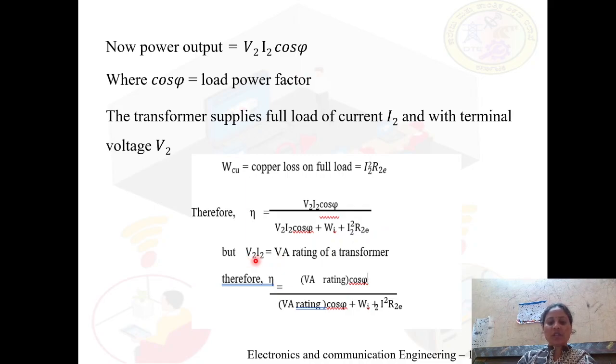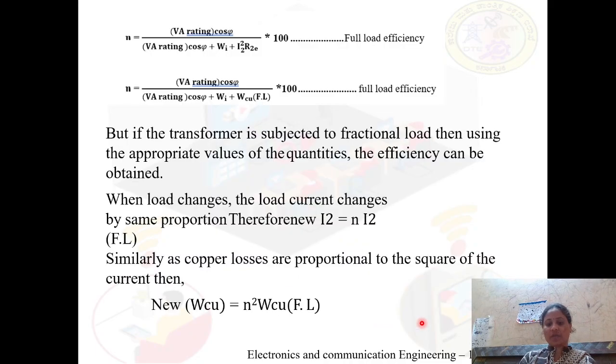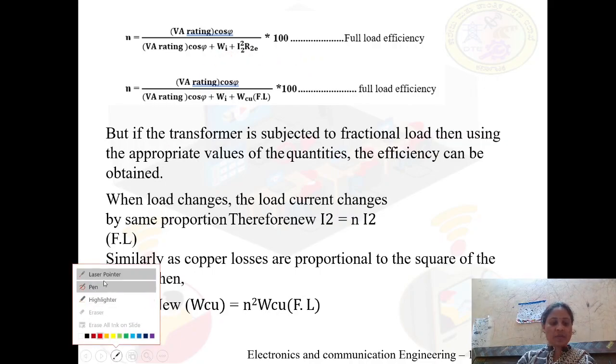Next, let us also represent this in terms of volt-amp rating. We know that the product of voltage and current is called the VA rating. So, V2 into I2 we call the VA rating, into cos phi, divided by VA rating cos phi plus Wi plus I2 square into R2E. Okay, so this is for the full load.